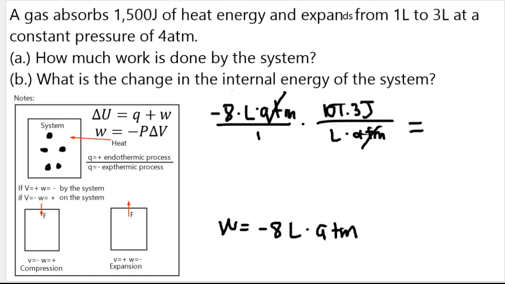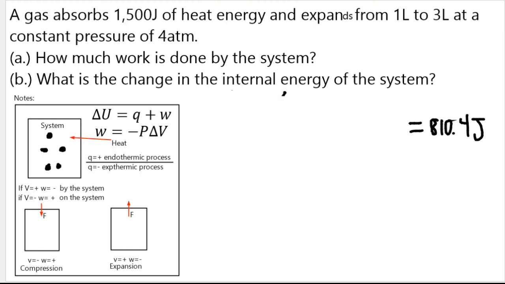Now negative 8 times 101.3 is going to be 810.4 joules. So it does have a negative sign. We're going to put it in later. So this is the work. Now we can plug it in to find the change in the internal energy of the system.